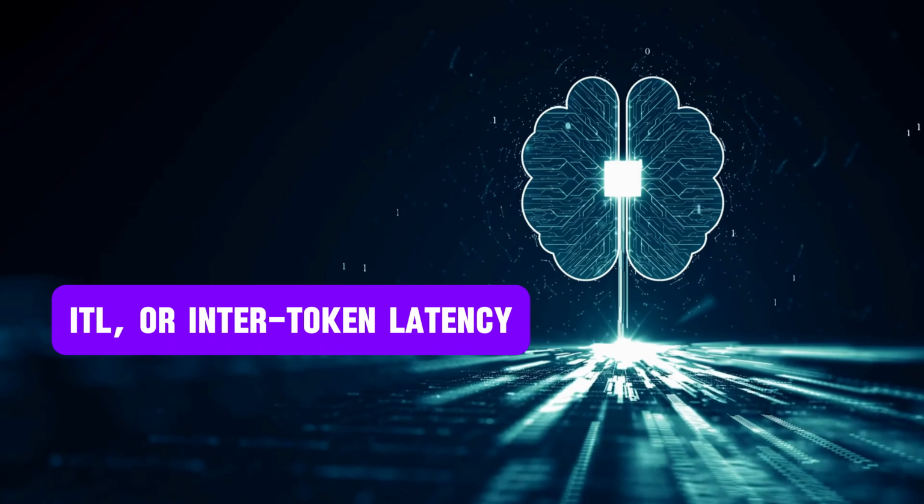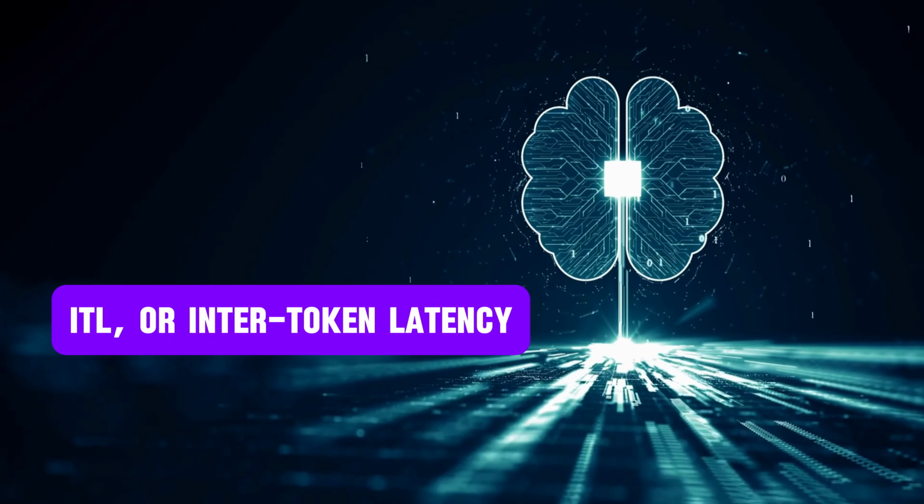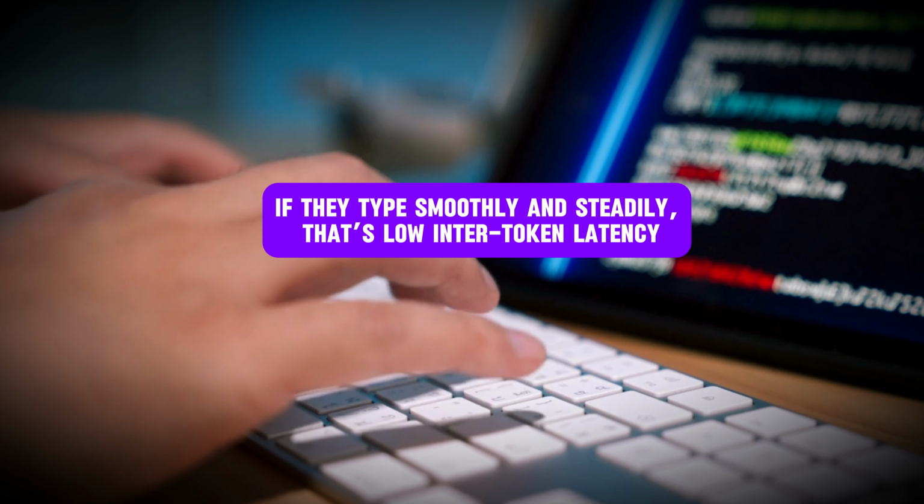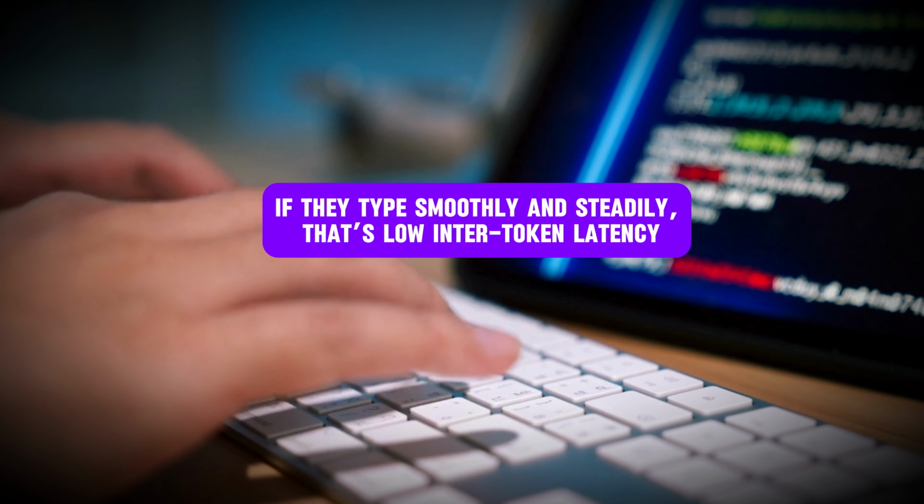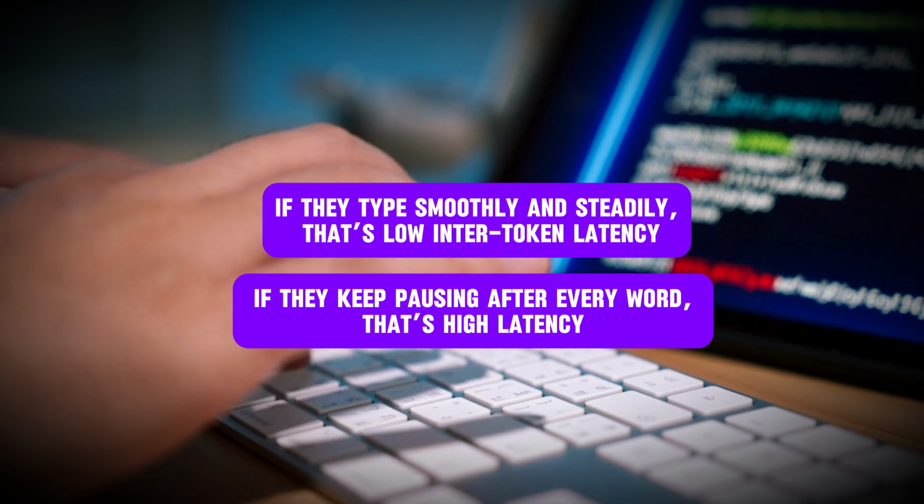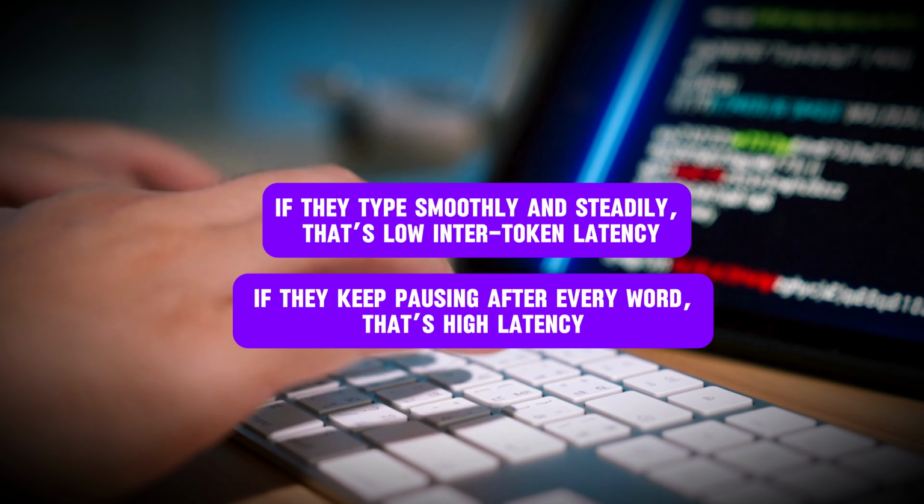The next metric is ITL, or inter-token latency. Once the model starts generating text, ITL tells us how quickly it produces each token or word in the string. Think of it like watching someone type. If they type smoothly and steadily, that's low inter-token latency. But if they keep pausing after every word, that's high latency. For users, lower ITL means the responses feel natural and fast.